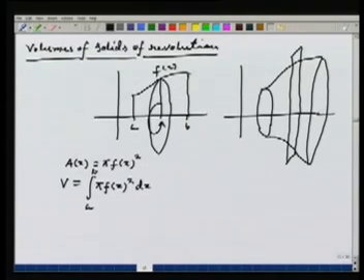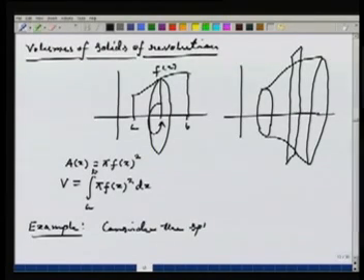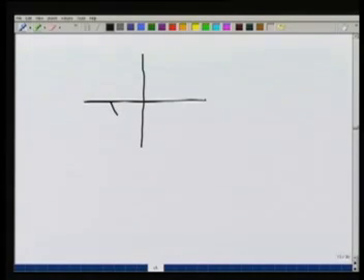Again, let's try to check how to use this. So I look at an example. Again, I will take the example of the sphere, because the volume I already know. So consider the sphere, let us say of radius a, x squared plus y squared plus z squared equals a squared. Then I view it in the following fashion: I look at the disk of radius a, and I rotate it around the x-axis and try to see what I get.